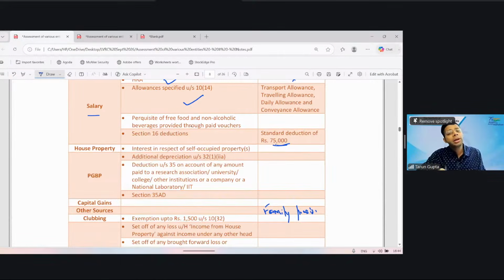Then house property, interest for self-occupied house property is not allowed. Then PGBP, the additional depreciation or scientific donation or section 35AD is not allowed. Then no change in capital gain or other source. But then in case of clubbing, the exemption under section 10(32) up to 1,500 is not allowed.